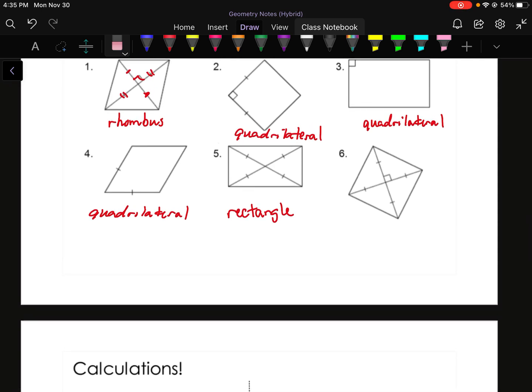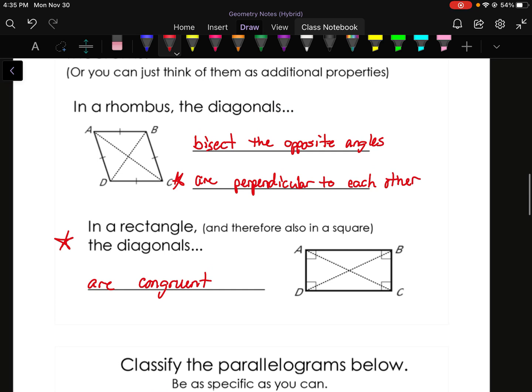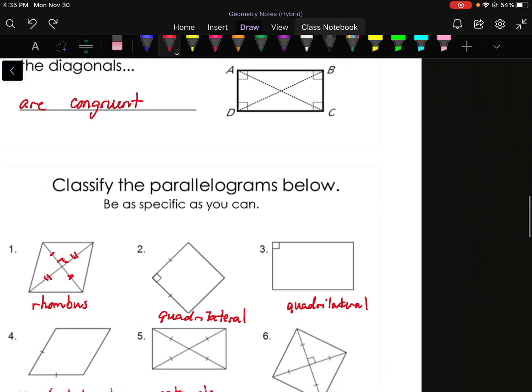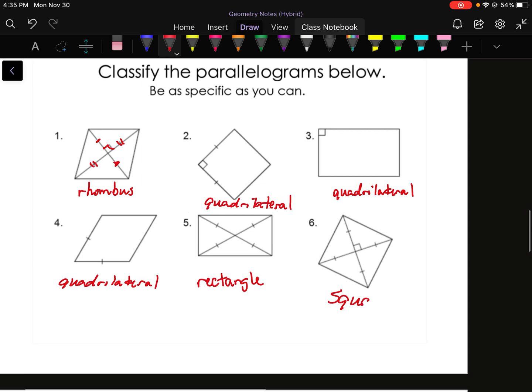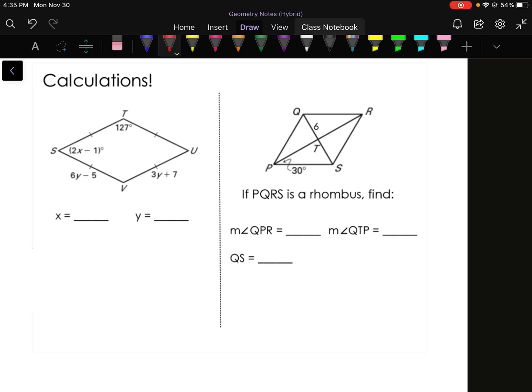Number 6. So what we have is the diagonals bisecting each other, which would classify it as a rectangle. Or the diagonals are congruent, which would classify it as a rectangle, but they're also perpendicular. So it's not a rhombus because this second property here is not true for a rhombus. It's not a rectangle because this property is not true for a rectangle, but there is a shape that fits into both categories. It's always both, and that is a square.